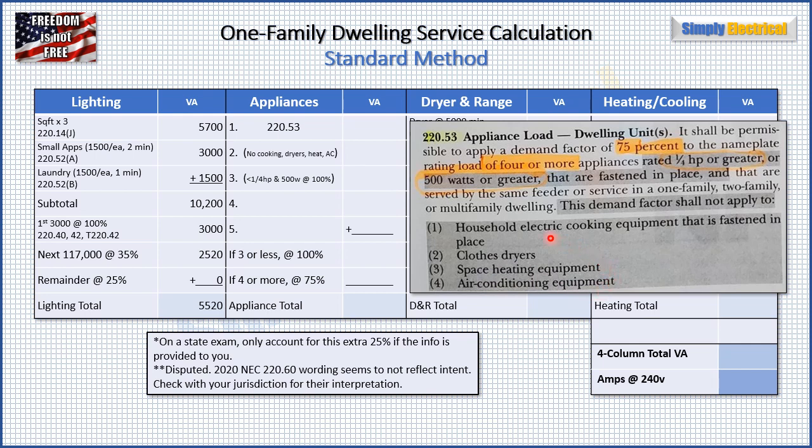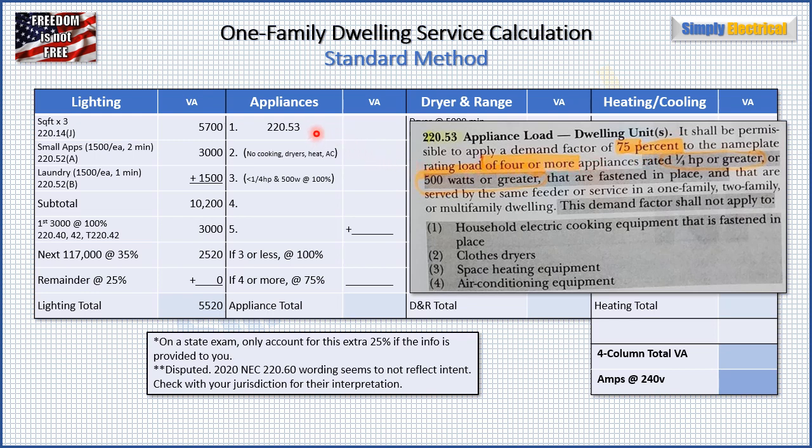So a lot of times these things would fall under the appliance category, but they're saying in this case we do not include them as an appliance because they have their own special section. See, dryer, range, and heating, cooling. They have their own special section how they get calculated. So we're not talking about those. We're talking about anything other than those. And it says we can apply a demand factor of 75% to anything 4 or more.